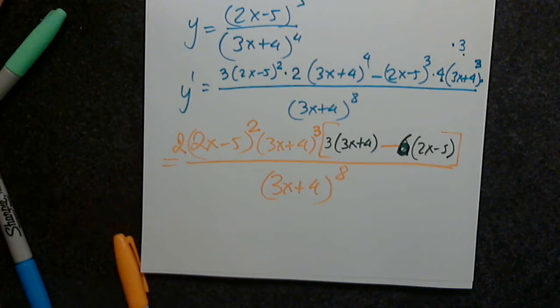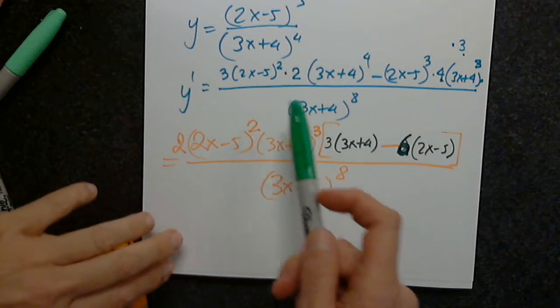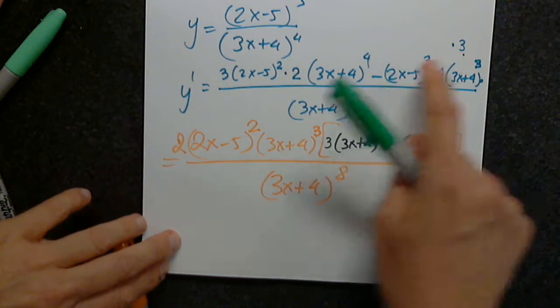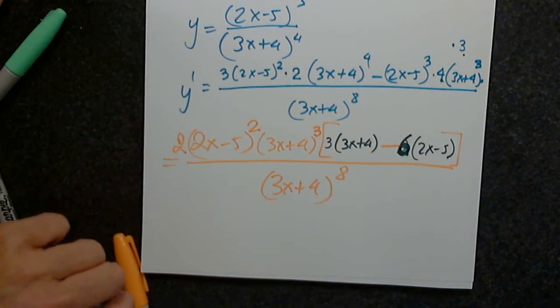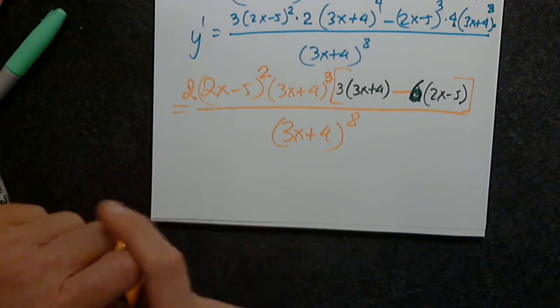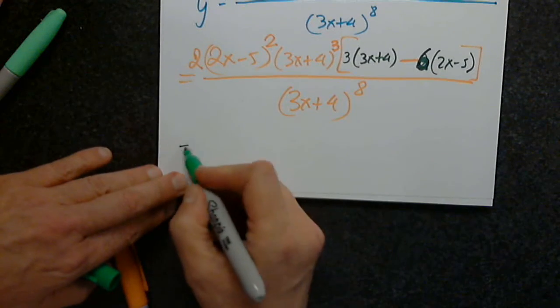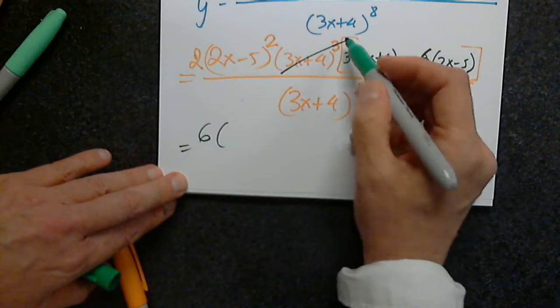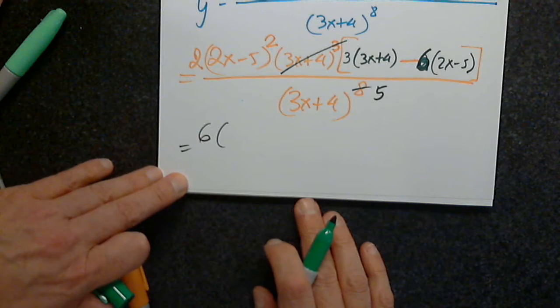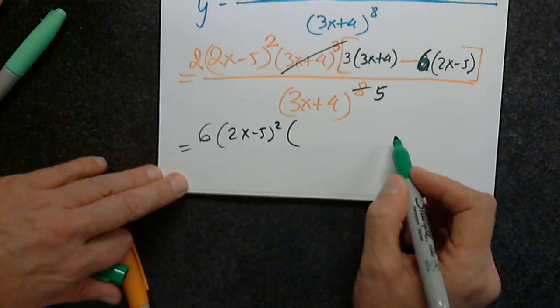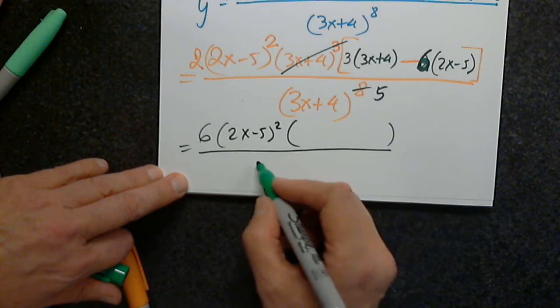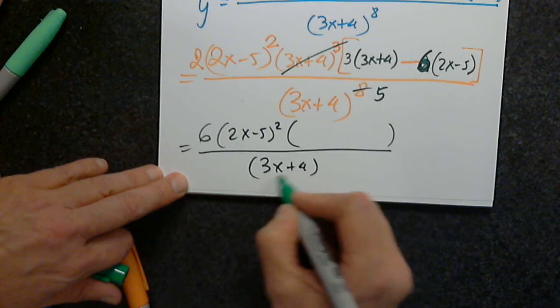Say it again? Yeah, I did, because it was up here, right? I should have done that. I just didn't see it because it was my fault. Sorry about that. Yes, I would factor out a 3 as well. So then I have 6. These 2 will do that. I can simplify factors. So (2x minus 5) squared over (3x plus 4) to the 5th power.